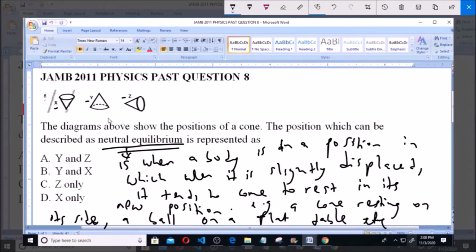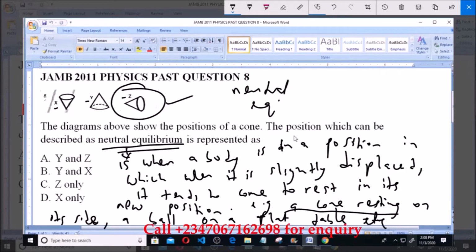Now let's take a look at this object. We described a cone resting on its side. If you look at diagram Z, what is illustrated here is a cone resting on its side, which is a perfect example of an object under neutral equilibrium. So Z is under neutral equilibrium.